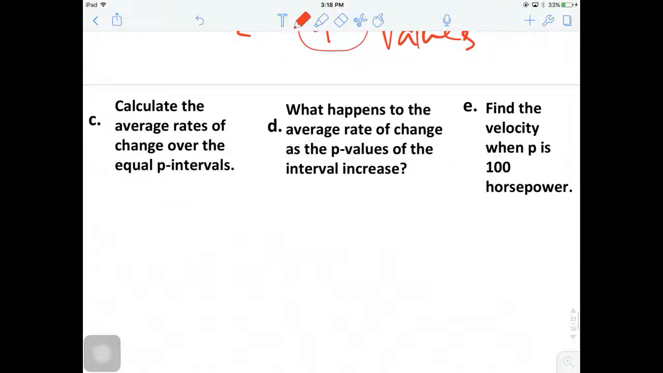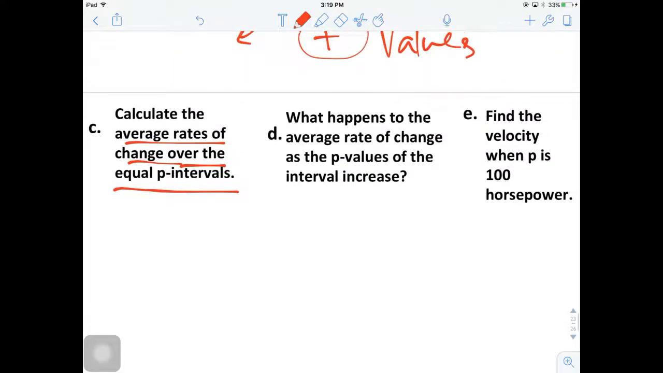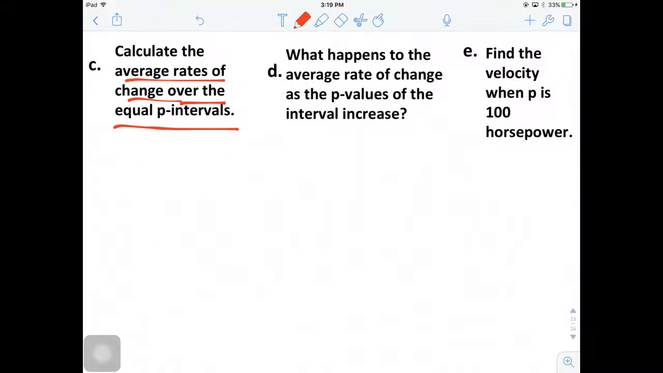Next part, we're going to be calculating the average rate of change just like we did with the square root function, but this one they want it over equal intervals. So that means we don't want just the first and the last this time. We're going to want every interval. So we're going to be actually looking for this one, and this one. So we have 3 rates of change this time, and we're going to show the work here. So hopefully you have your values to work with in front of you because you can't see it anymore.